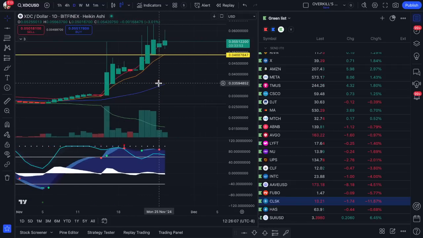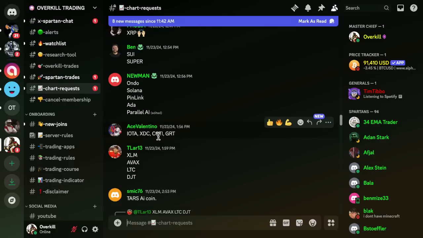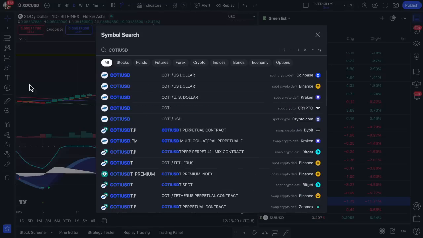Okay, I would love to see a correction here. A 30-40% drop on all these cryptos that have just ran so hot. Boom, come back down into our moving average, and then let's eat it up. Okay, stop loss on this one, 0.048 on XDC. We got Cody.